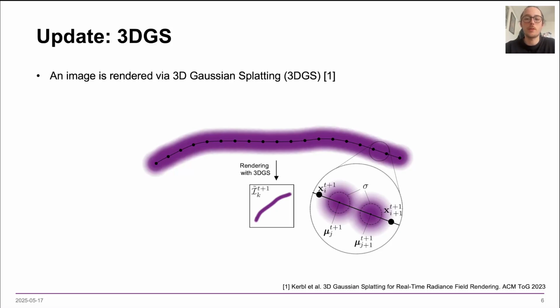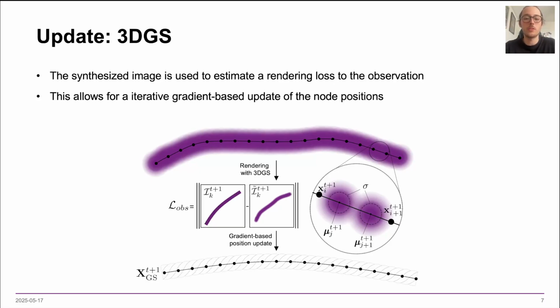Using 3D Gaussian splatting, this allows us to render an image of the rope state. Since this is fully differentiable, this allows for the formulation of an image-based rendering loss, which is then utilized for a gradient-based position update to update the rope state.